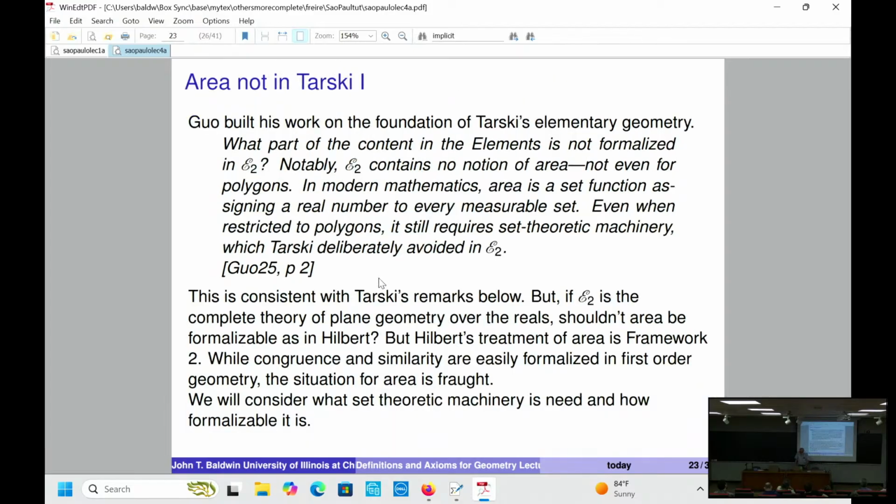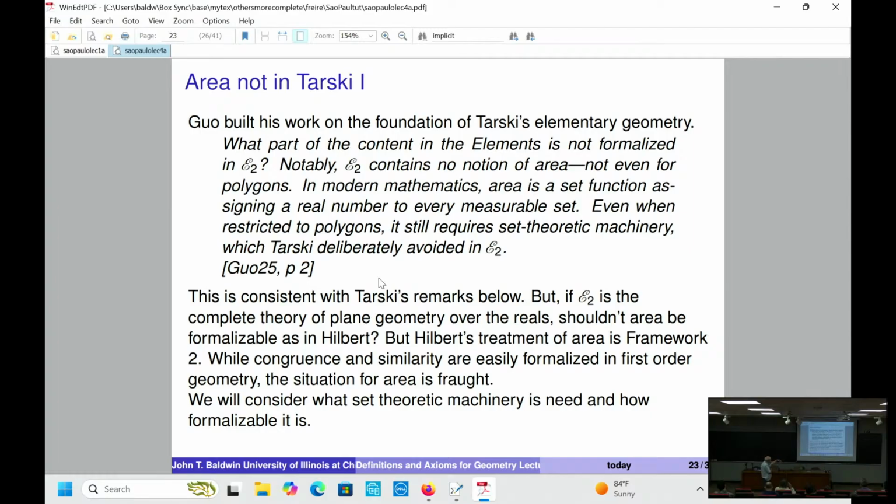But then he works from Tarski's axiom system, and then notes some interesting comments of Tarski. Well, so this is what part of the content of the elements is not formalized in E2. Okay, so E is elementary geometry. Tarski's more or less equivalent to what we've talked about. And E2 is extending it by weak second order logic. You allow quantification over finite sets. But even in E2, there's no notion of area. Not even for polygons.